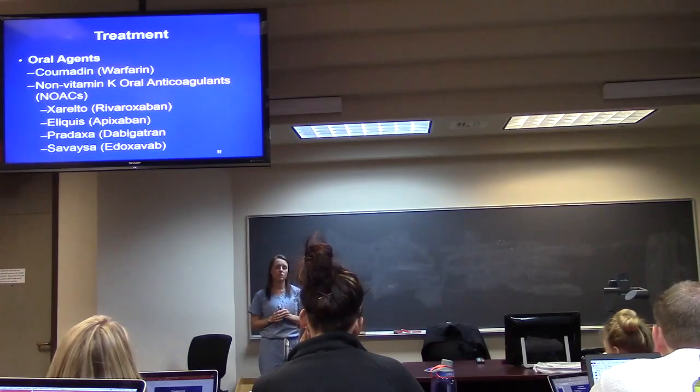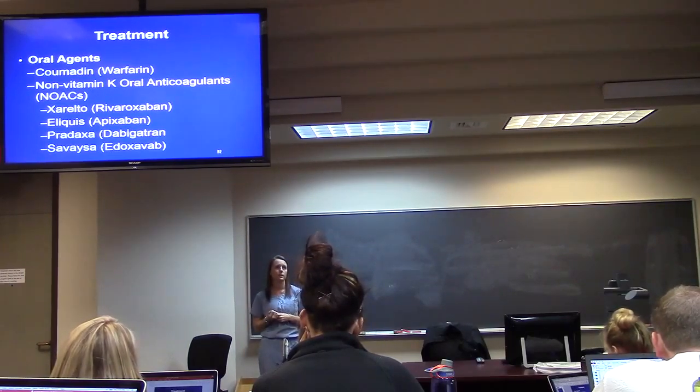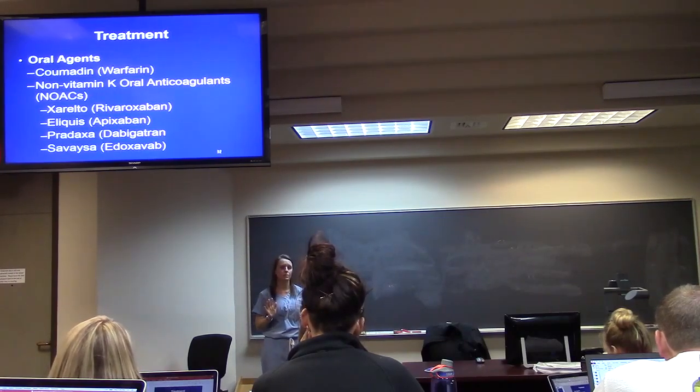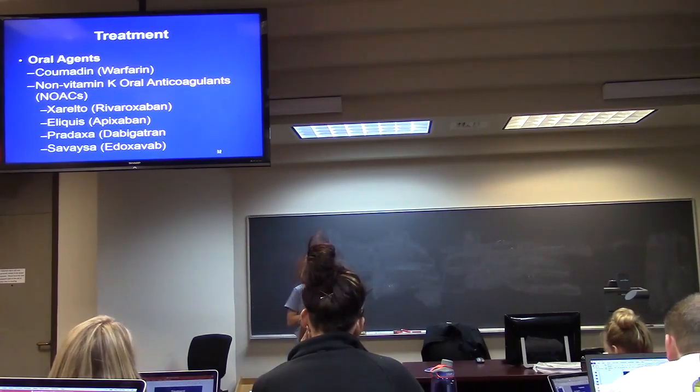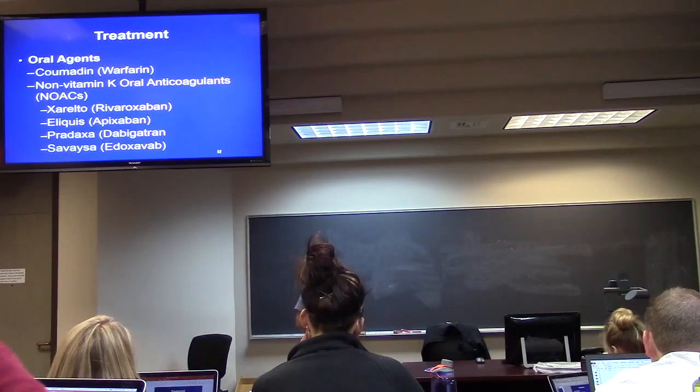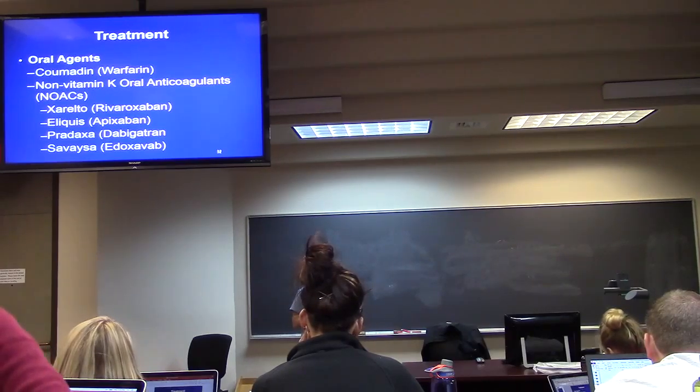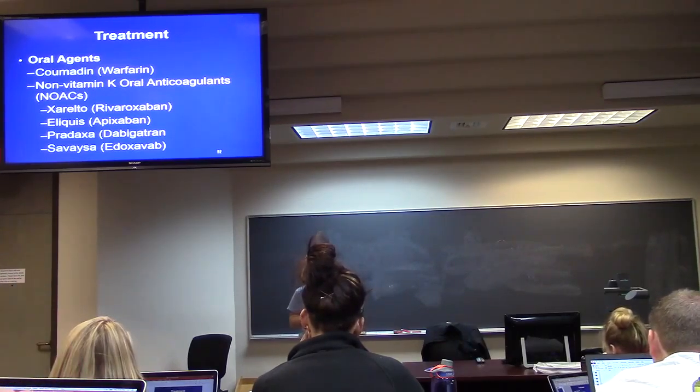Oral agents. This used to be super easy. It was Coumadin. Now we have, again, these are so much easier by the trade names, so I put them both on there, but I'm a trade name person. Xarelto, Eliquis, Pradaxa, and Savaysa. Savaysa is a very new one. They've kind of grouped these into the non-vitamin K oral anticoagulants. We're using these more and more because they're easier on the patient and they're easier on us.